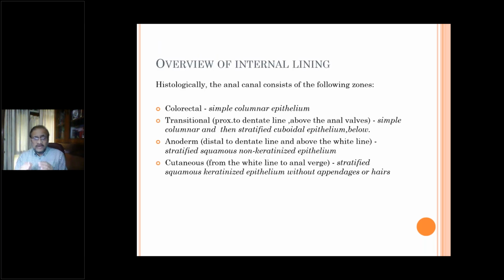Okay. Now, if we have an overview of the internal lining: colorectal, simple columnar; transitional, simple columnar, and then stratified. We just talked about that. The plum colored anoderm is stratified squamous non-keratinized, and below the white line, it is basically stratified squamous keratinized epithelium without appendages or hair. This is a very good method of remembering the 4 types of the transition of the internal lining from columnar up to a keratinized non-appendage bearing, and then onto the skin, which is keratinized appendage bearing.